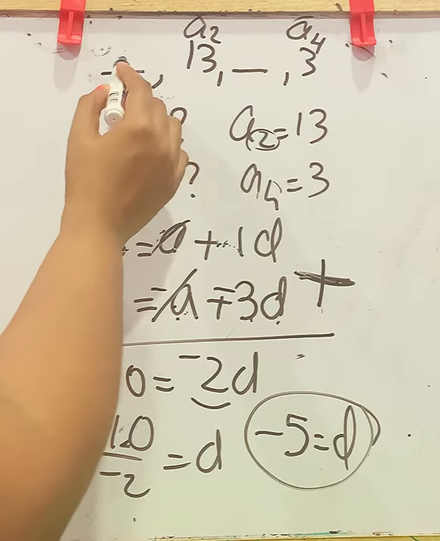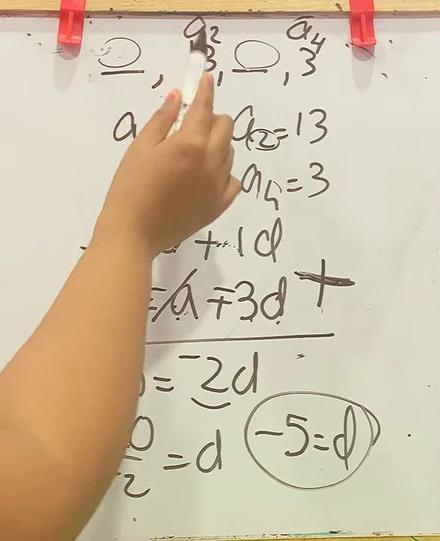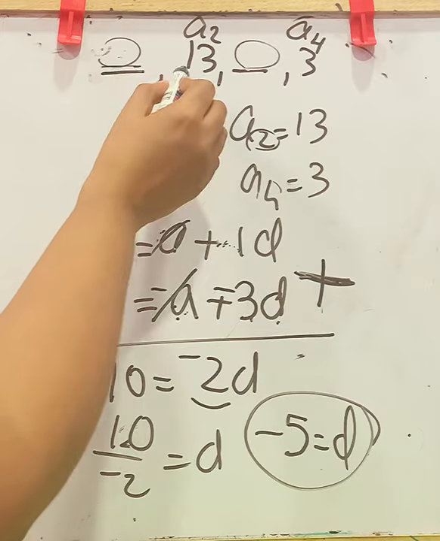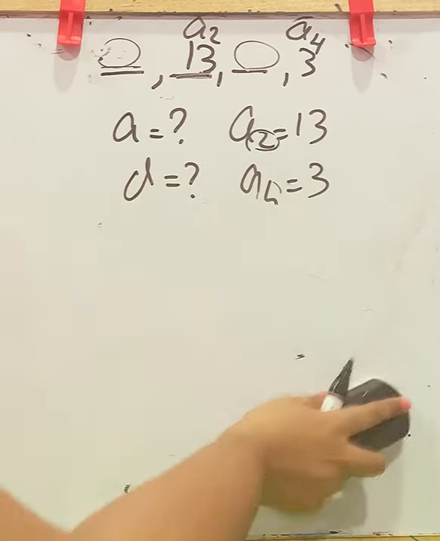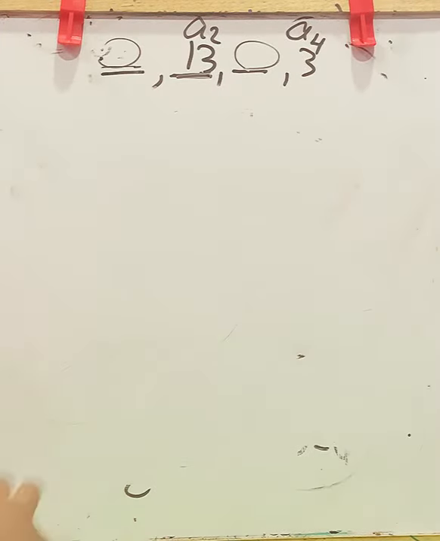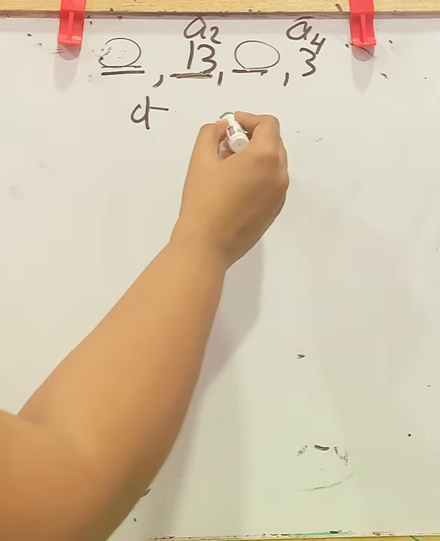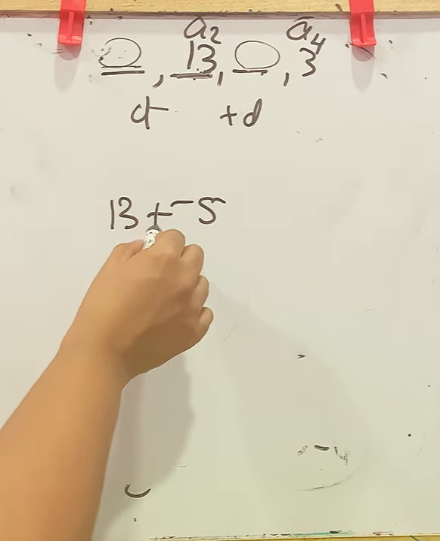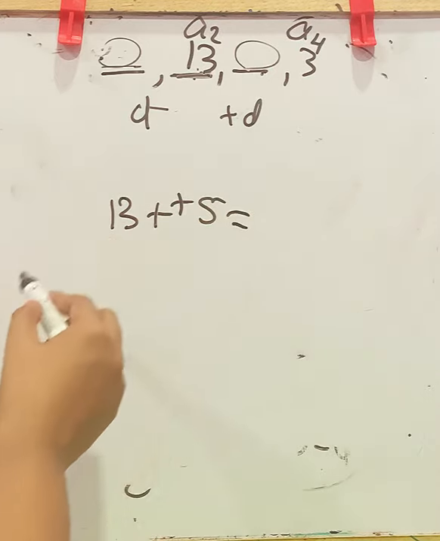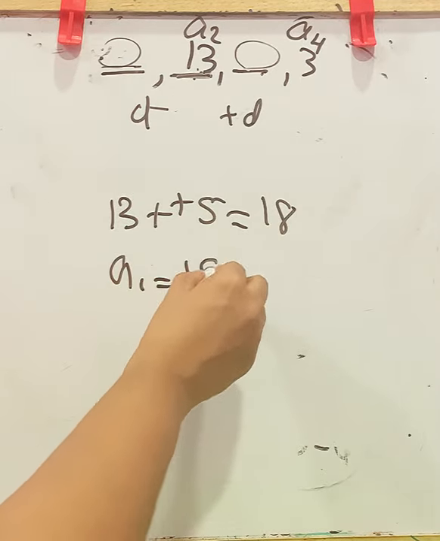Now it is easy for us to find this term and this term because we have the value of d. How will you find this? This is the second term. To find a, here we will subtract d. Here we will add d to this 13. Now 13 minus d is 13 minus negative 5. This becomes plus, this becomes plus. 13 plus 5 is 18. So a1 equal to 18.